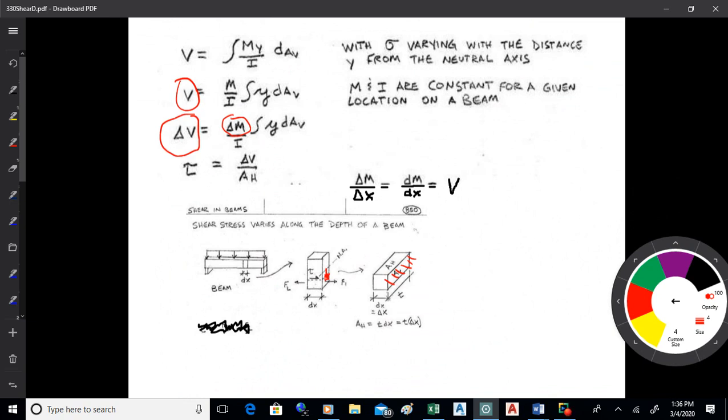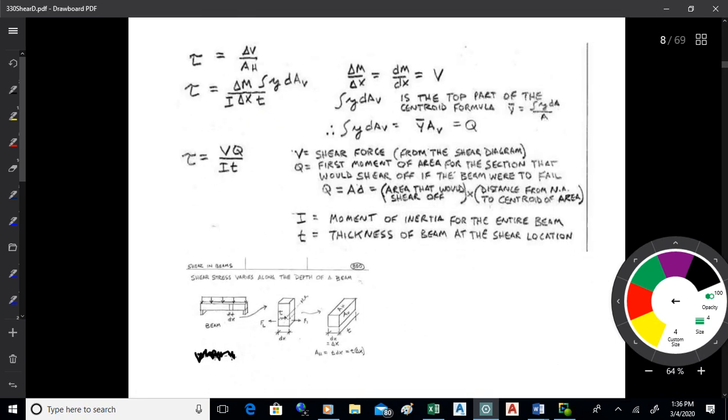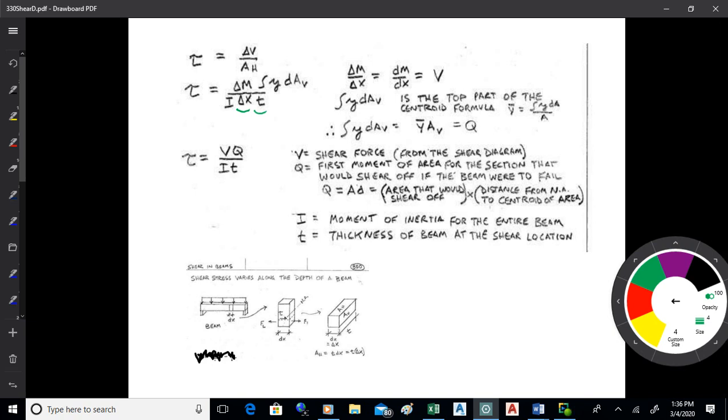So there's delta V. The shear stress is that delta V, that change in force divided by the horizontal area. Okay, that's the area that resists these shears. It's this area here. Okay. So when we put all this stuff together, we're going to take delta V, which is M times the integral of y dA divided by I, and then we're going to divide that by that horizontal area, which is delta x times the thickness of the beam. Okay. Then we put all that stuff together and we start to kind of work with it.